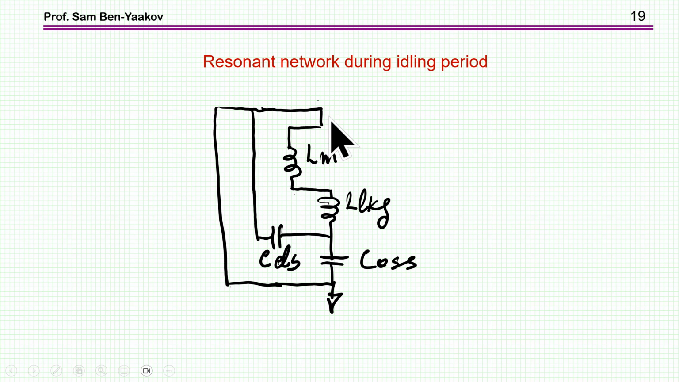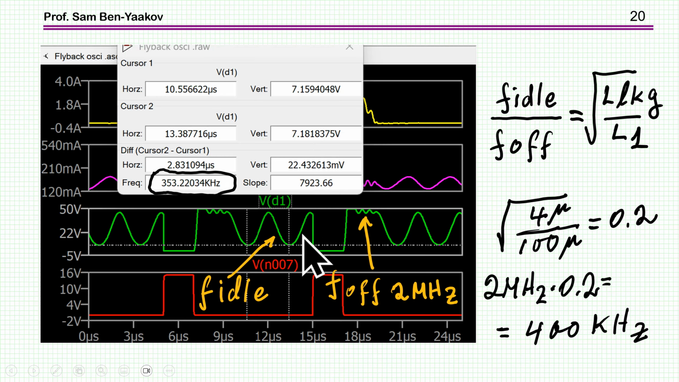Now, obviously, the frequency will be lower, okay? So now let's see what this frequency is. I can, by simulation, look at it. And here I'm measuring one cycle of this frequency. And indeed, it can be seen it's a lower frequency, and the value is 350 kilohertz. Okay, so this is what I'm getting now.